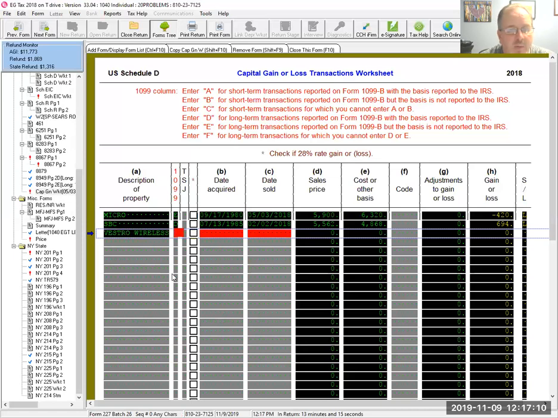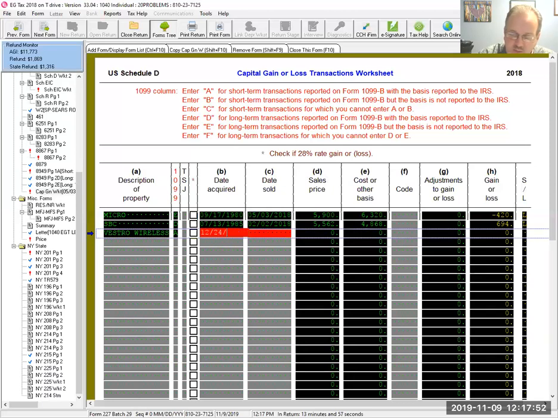Now, looking at my code, I acquired this December 24th, 2017, and I sold it 10/24/2018. Now, yes, the year makes it look like a year, but since I acquired it December 24th, 2017, one year would be December 24th, 2018. I sold it before that year. So this is a short term. You can see it's marked that way on the 1099B, but we need to validate it with the dates. And the basis was reported to the IRS. So we have on that a letter A.